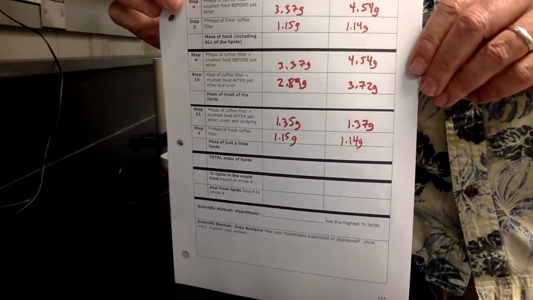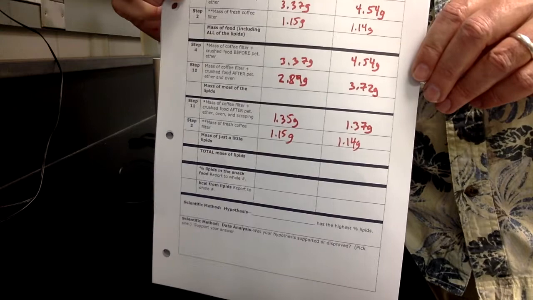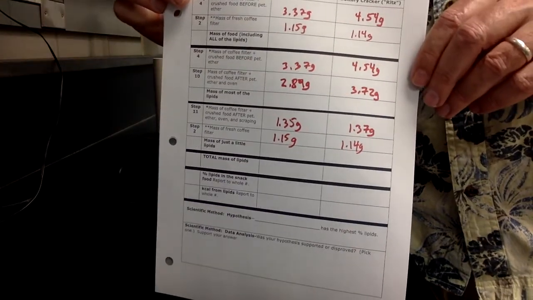And now all you have to do is do the same math, showing the same kind of work for the buttery cracker and the potato chip. All right, so that should wrap up the lipids portion of this lab.